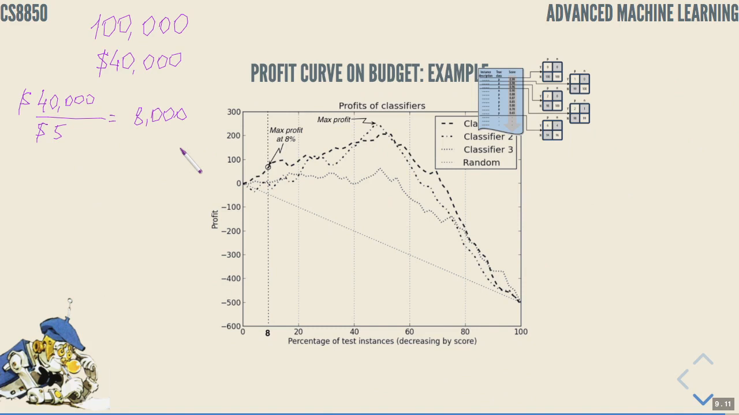So instead of sending them randomly, we can send them to the top 8,000 out of 100,000, which is 8%. At this line, if we observe, now classifier 1 is better. If we're on a budget and can only send marketing material to 8%, then we should use classifier 1.